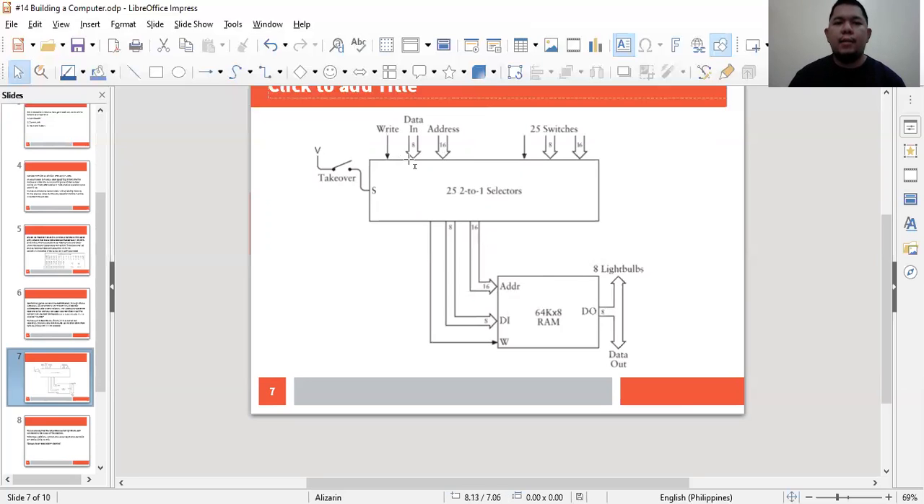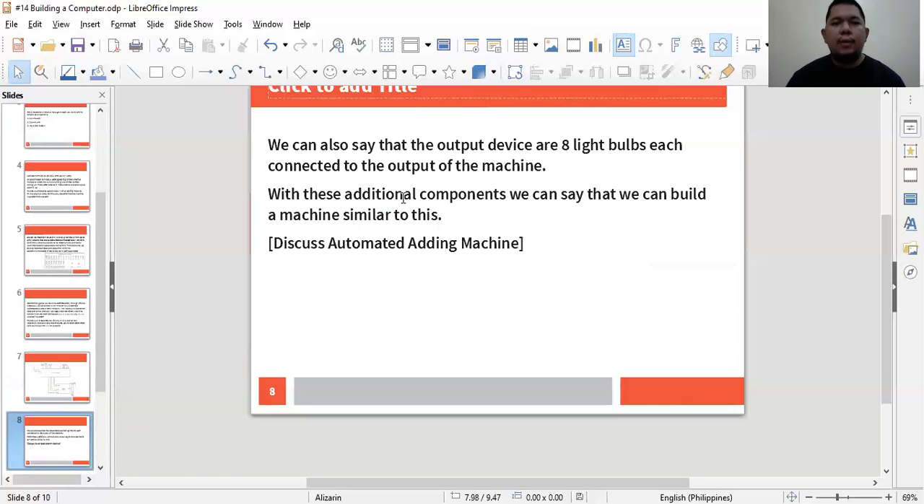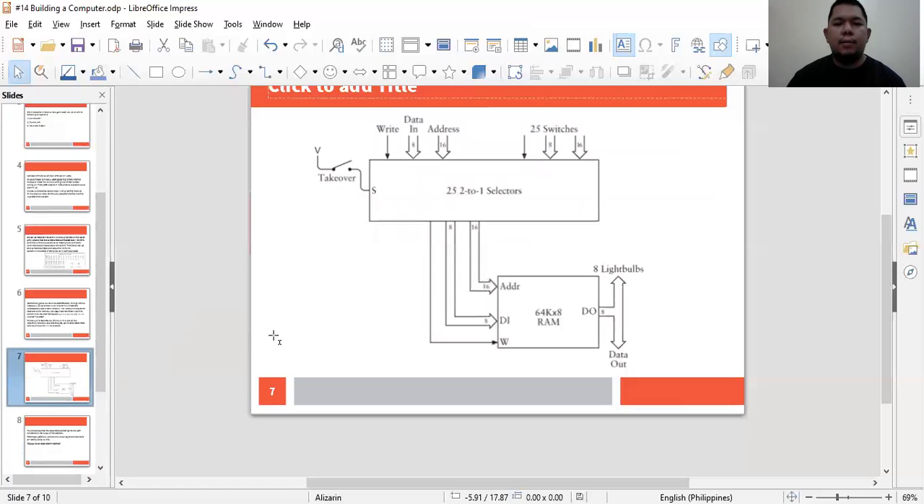I have to mention that the write and data in are primarily not being used in this side of the selector, because all our data will be written through our control panel. So it's only going to be used here, the write and the data in. Well, this one is being used for selecting the address only via the counter. All right. We can also say that the output device are 8 light bulbs each connected to the output of the machine. All right, as we can see here, we have eight light bulbs as data out.